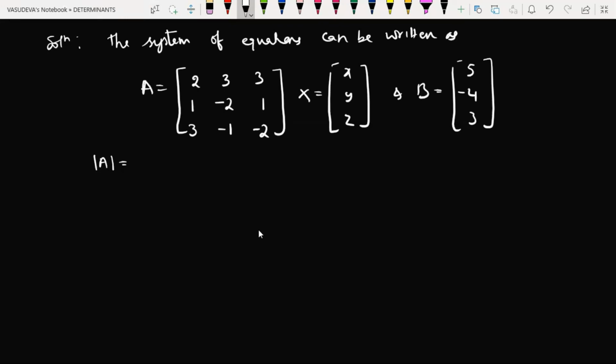To find the determinant of A, expanding along the first row, 2 into the determinant of these elements. Minus 2 into minus 2 is plus 4, minus 1 into 1.